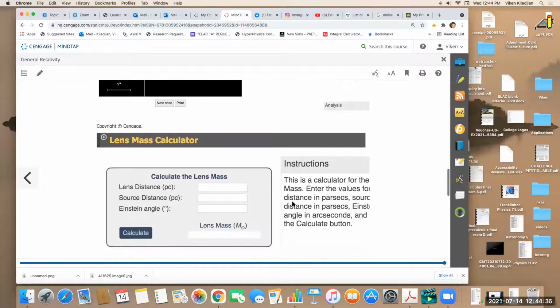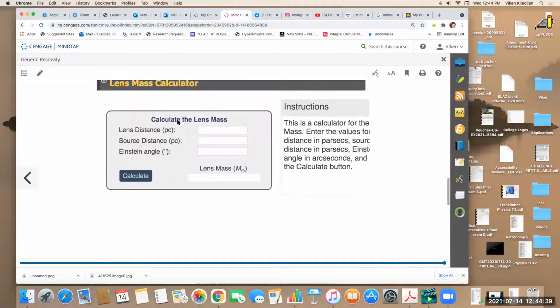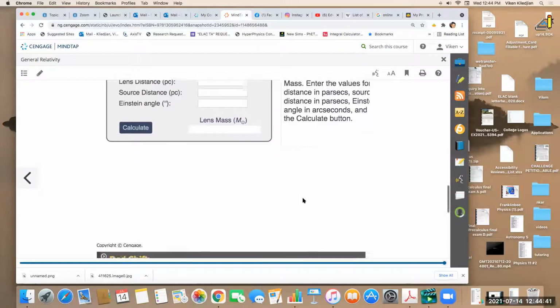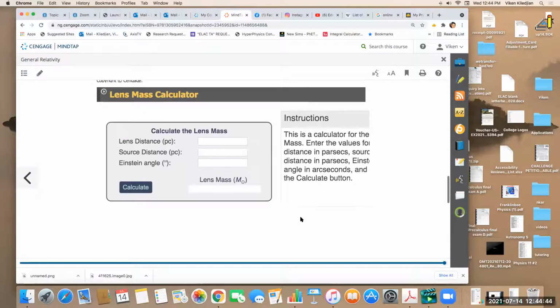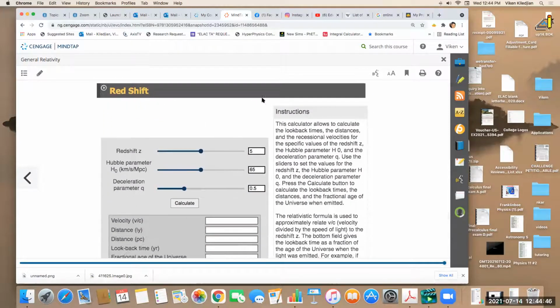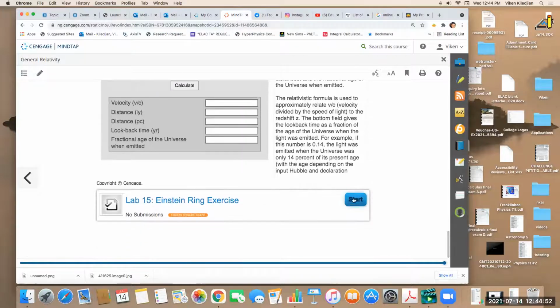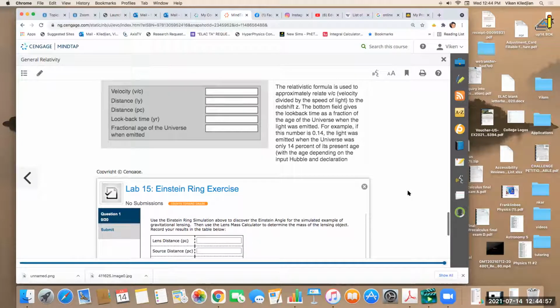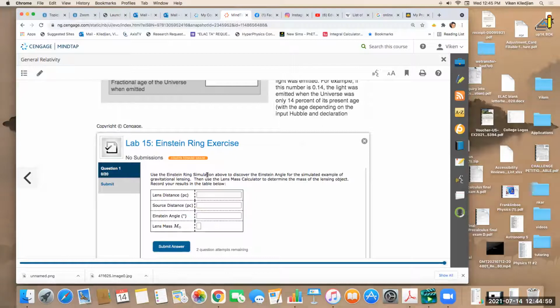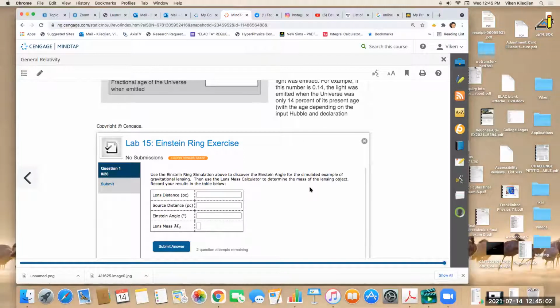Then you're going to go over here, and there's a calculate the lens mass. There's a lens mass calculator, and then there's a redshift and distance calculator. So then let's go to the exercise, and you're going to be using all of these calculators. Now it says, using the Einstein ring simulation above, discover the Einstein angle for the simulated example of a gravitational lensing. Then use the lens mass calculator to determine the mass of the lensing object. Record your results in the data table.